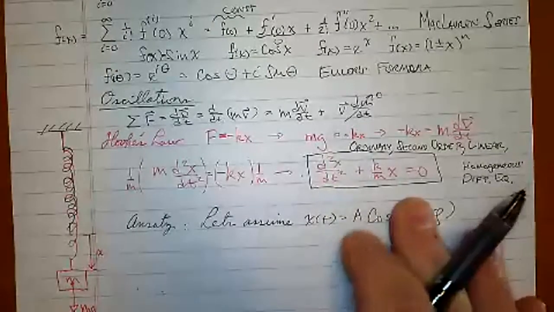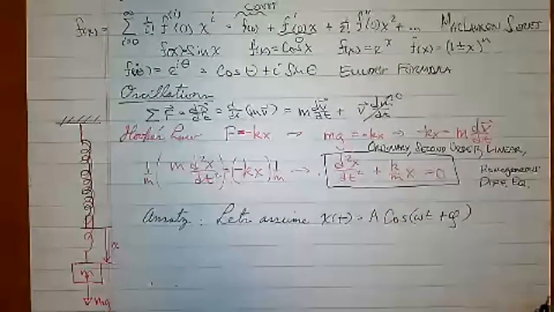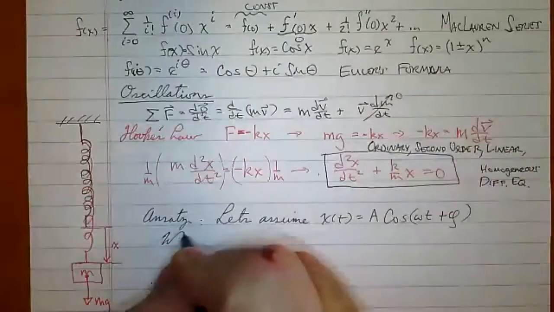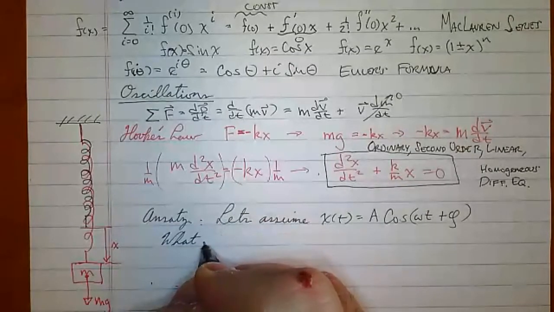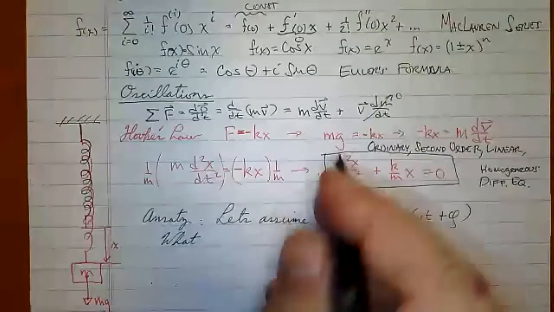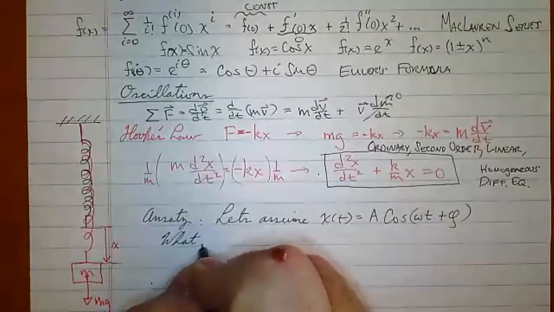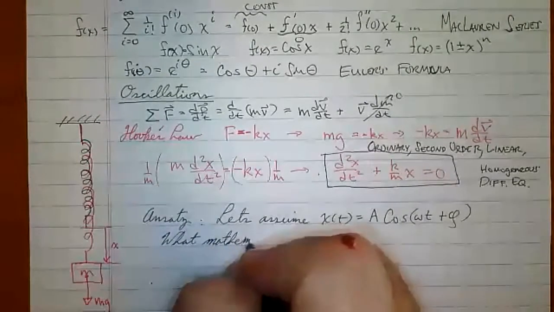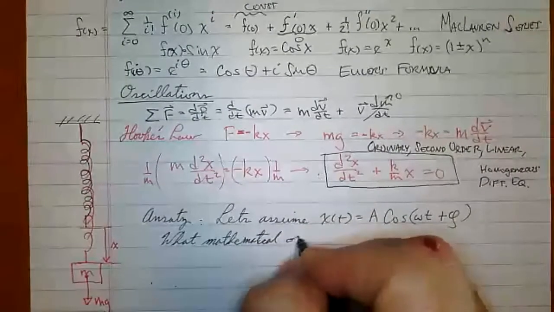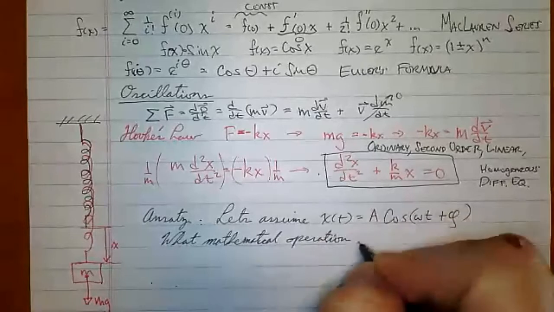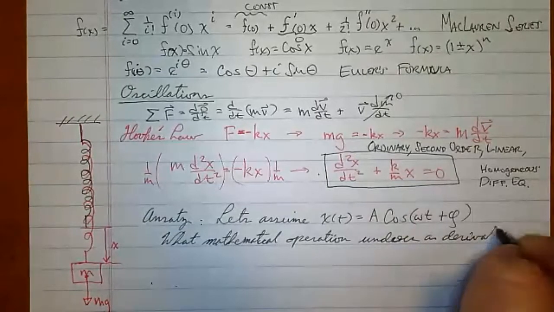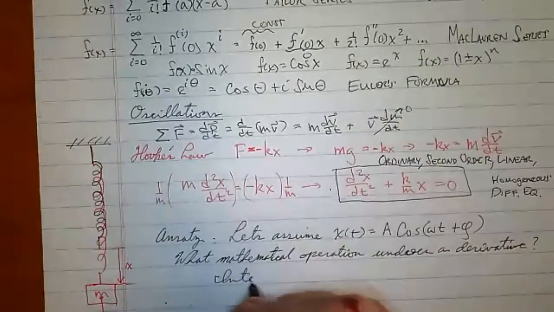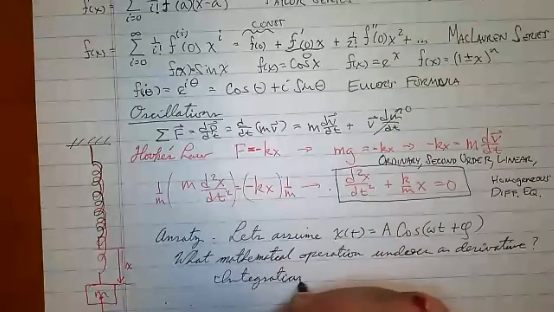Can anybody tell me, how do you undo a derivative? What mathematical operation undoes a derivative? You take the antiderivative. I couldn't make out what that was. What did you say? The antiderivative. Yeah, the antiderivative. And anybody remember another name for the antiderivative? Integral. Exactly. So what mathematical operation undoes a derivative? You guys wisely said the antiderivative, which is actually also the integral. So integration.